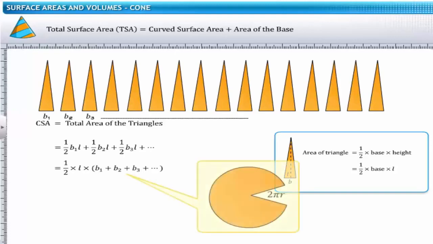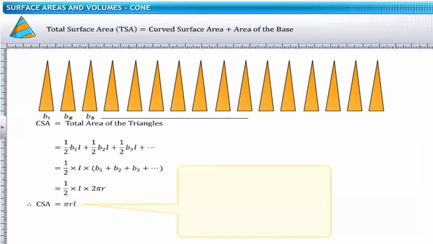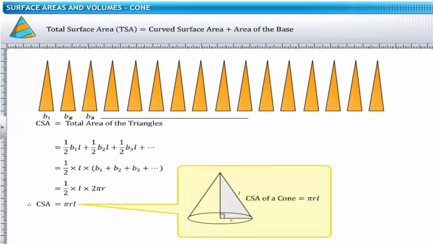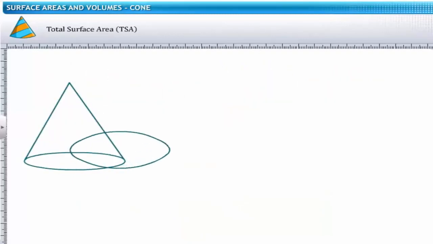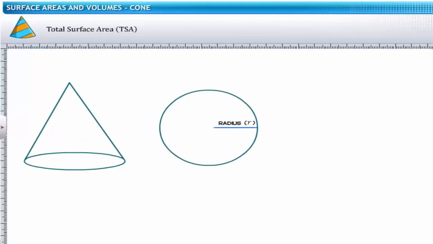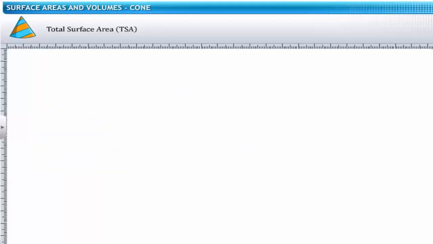Here the sum of the bases can be substituted as 2 pi r. Thus the curved surface area of a cone is equal to pi r L, where r is the base radius of the cone and L is its slant height. Next, let's calculate the area of the base. The area of the circular base is calculated as pi r squared. Taking pi r as the common factor, the formula can be written as shown.